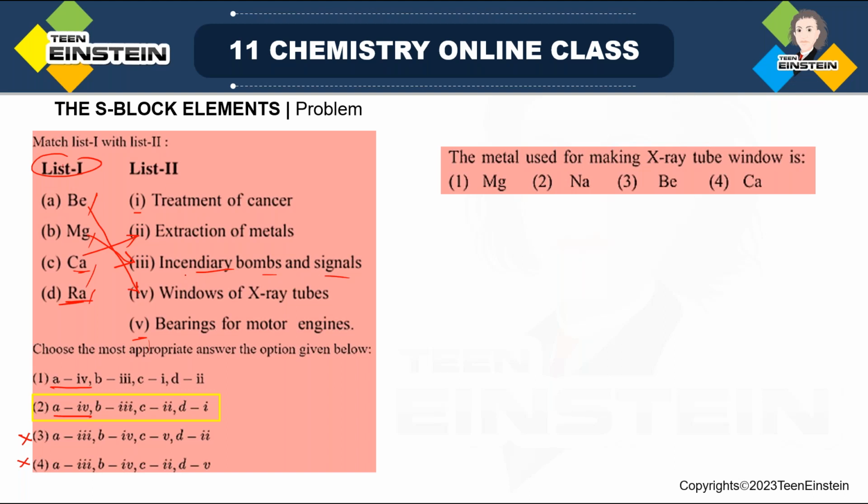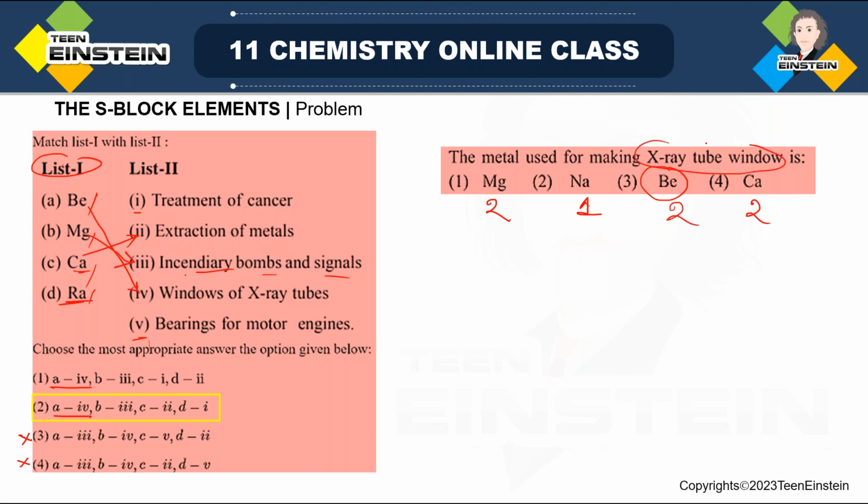Again, if you have already solved this question, it is not anything new. It is asking about the metal used for making an X-ray tube. Now only this is possible. Here the 4 options that are given: this is from group 2, this is group 1, this is sodium, this is again 2, this is again 2.